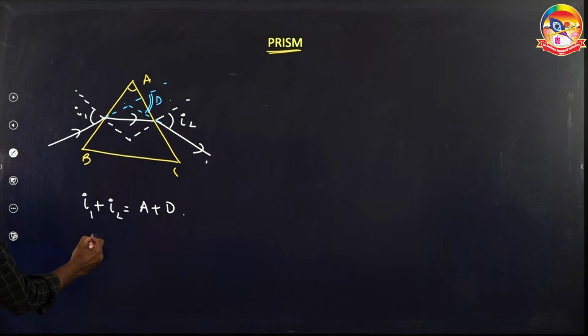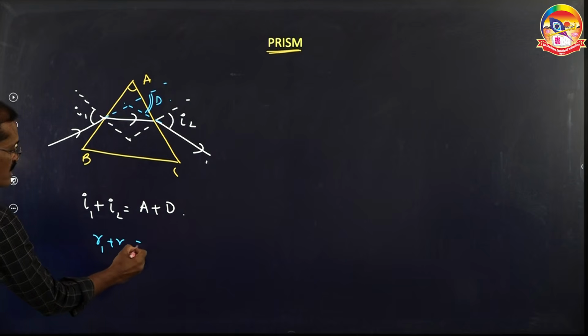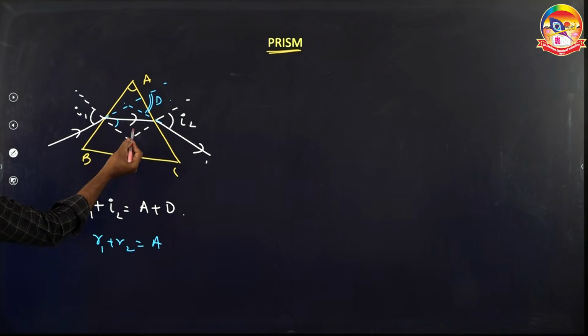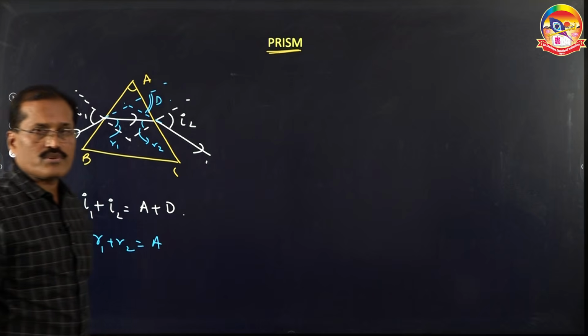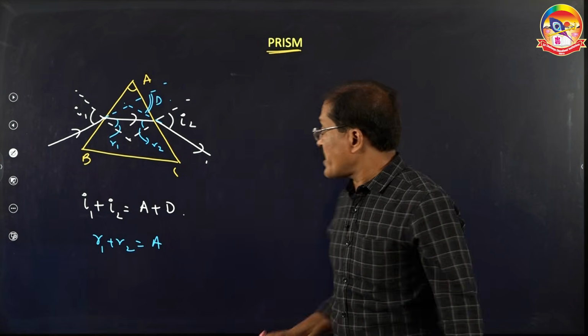So, for this, the next one is R1 plus R2 is equal to A. What are R1 and R2? They are the angle of refraction at the first surface and the angle of refraction at the second surface. This is R1 and this is R2. R1 plus R2 is always equal to A. Now, how to find out the refractive index?